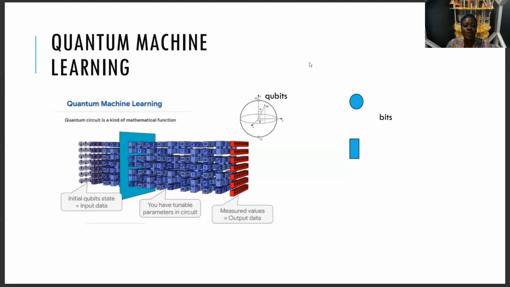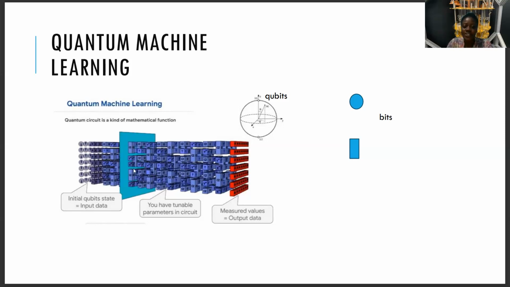Okay, so in this slide, we can see a picture. This picture shouldn't confuse you. It's just trying to show us how things are done within quantum machine learning. Over here, you can see the initial qubit state. Just like in machine learning, where you have your data set and you split it into the training data and your test data, over here we have our input data.